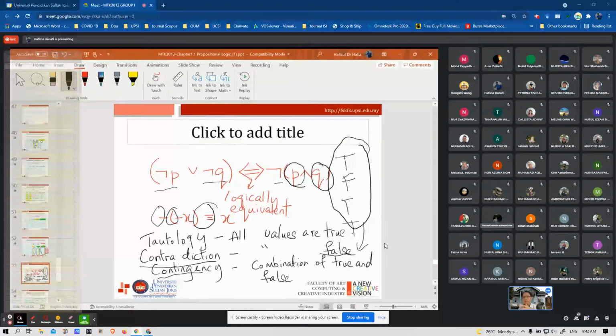If you say it is a contradiction, you need to have all false values. If you say it is a tautology, you need all true values. True and true. Is it okay? A bit dizzy, already started to get dizzy. Okay, we continue.